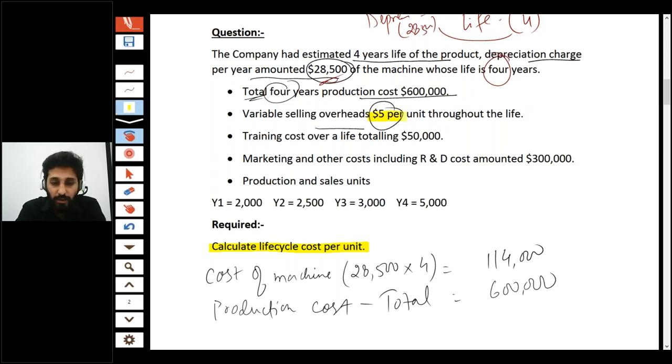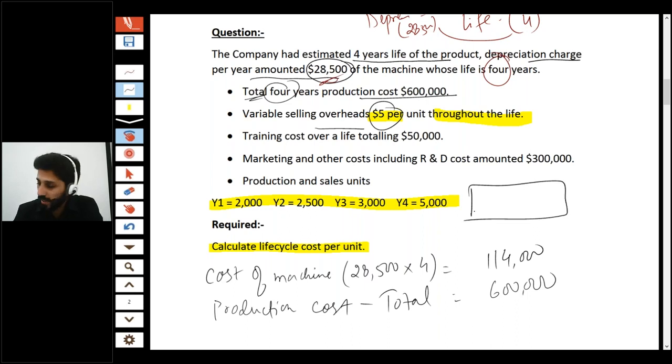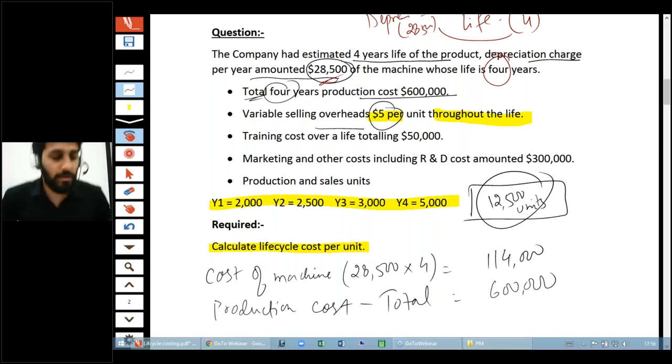Variable selling overhead is 5 throughout the life. And one thing is that production and selling units are these. Will you please total the selling units over the life? It's 2000 plus 2500 plus 3000 plus 5000, and that is totaling 12,500 units over the entire life.